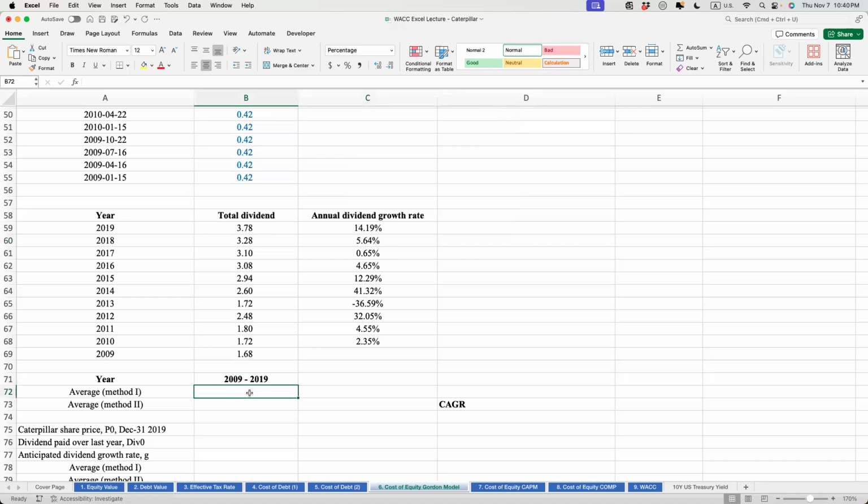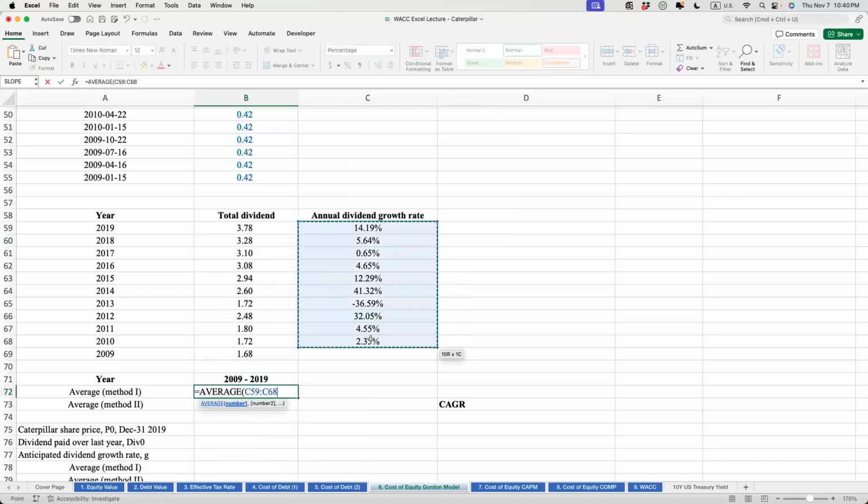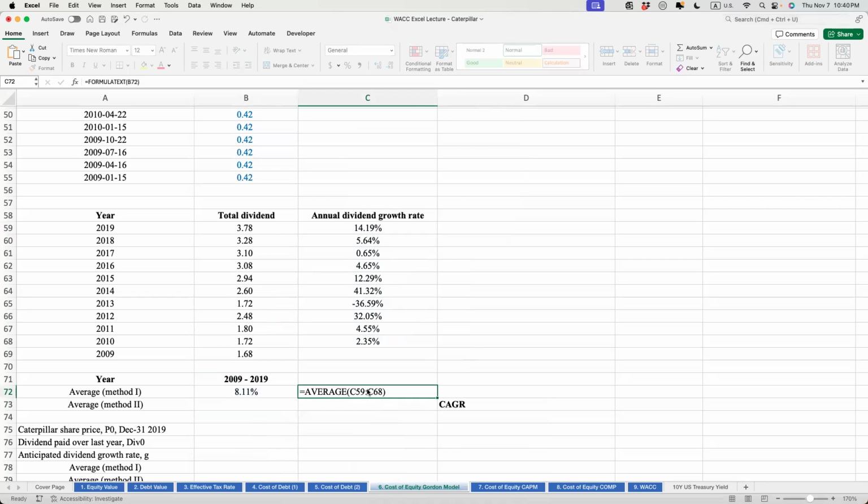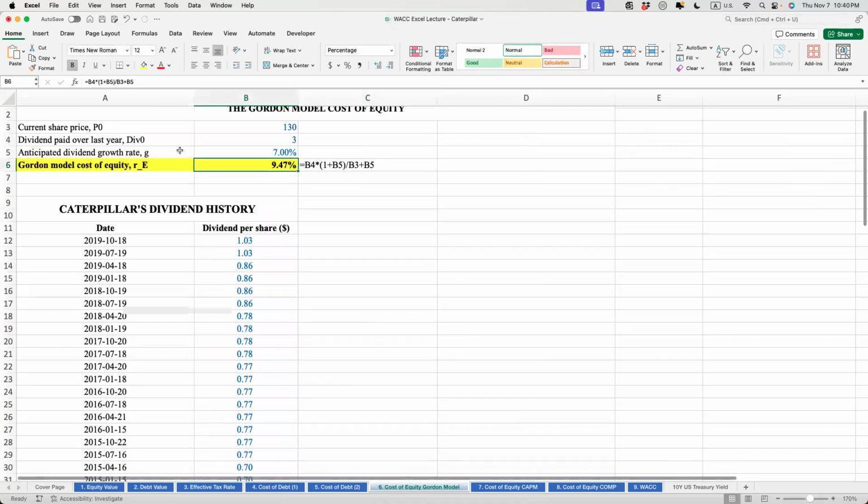Once we have this one, we can use the first method. Let's just take an average of this growth rate, the annual growth rate. We have one calculated. So this is the one growth rate that we can use for this Gordon model, okay?